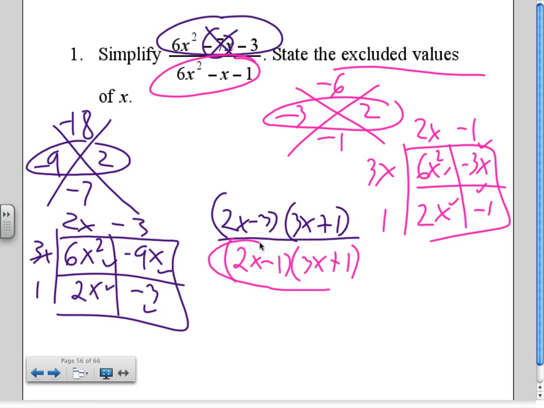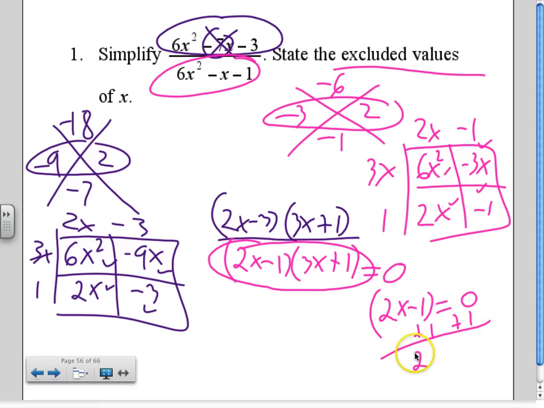So here it is again. What do we need to set the bottom to find excluded value? 0. So now if I set this to 0, I have two cases, and I want people to realize that this is what they have to do next. You are setting each factor to 0 and solving for it. So 2x minus 1 equals 0. You add the 1 over. That's 2x equals 1. So divide by 2 on both sides. x is 1/2. And I can quickly do this in my head. Minus 1 over, divided by 3, so that's negative 1 over 3. So the other answer is negative 1/3.